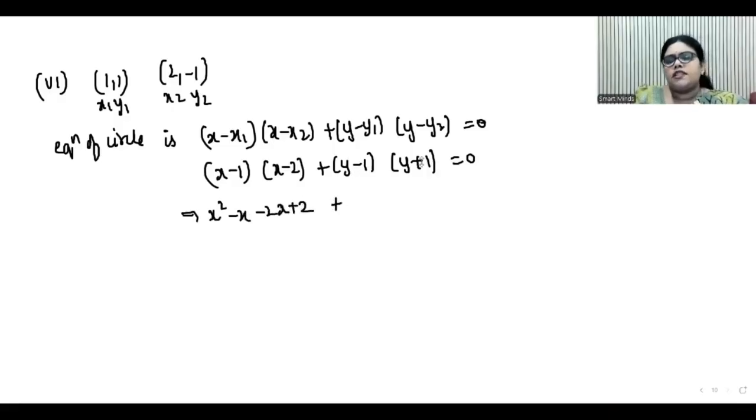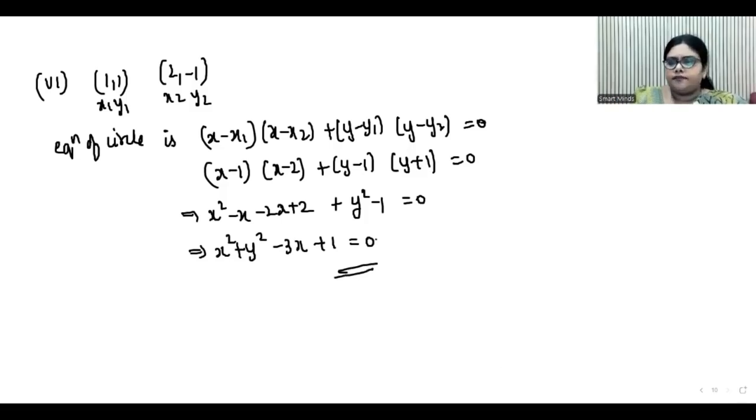equal to 0. So you get x square minus x minus 2x plus 2. Plus this is in the form (a minus b) into (a plus b). That is a square minus b square. So you will get y square minus 1. So this is x square plus y square minus 3x plus 1 equals to 0. This is the final answer.